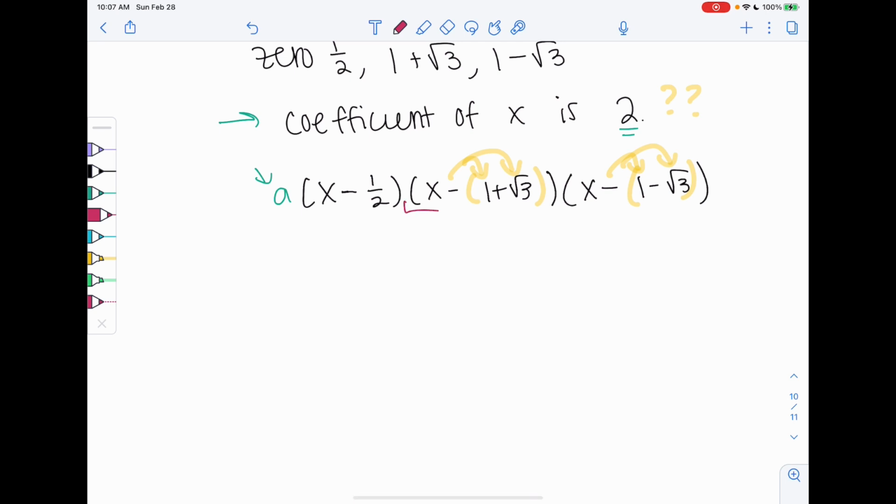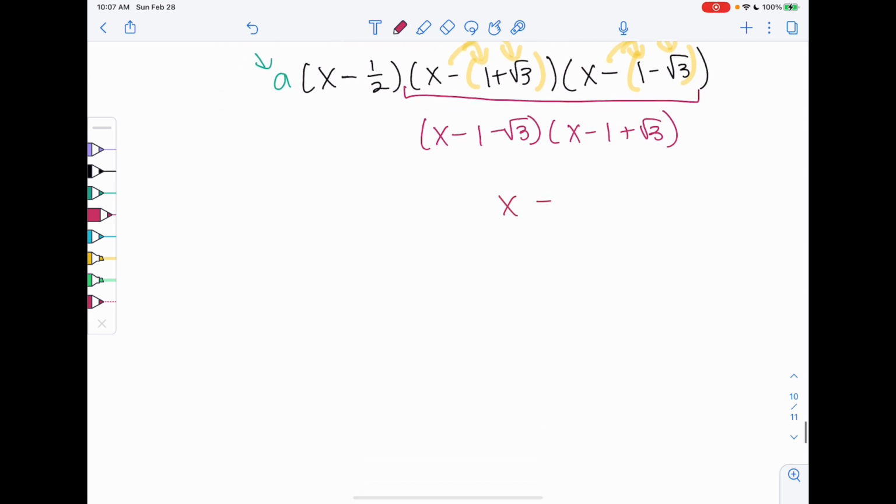So I think I'm going to do the two irrational zeros because they're conjugates, and things will cancel out. So we have x minus 1 minus root 3 times x minus 1 plus root 3. And I like boxes, especially once we have more than 2 terms. The boxes help a lot. So we should have 3 by 3 here.